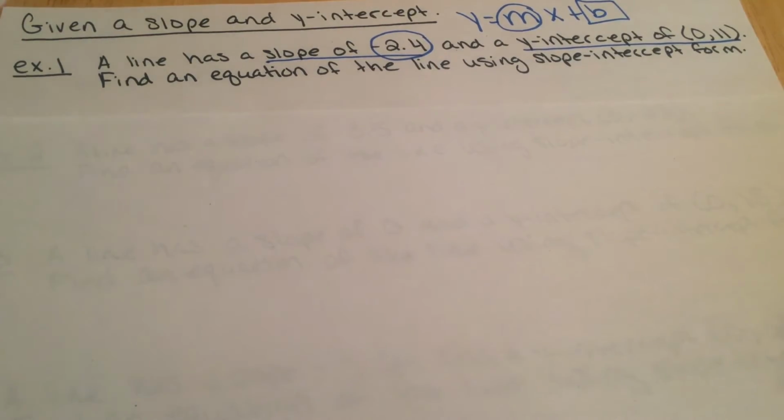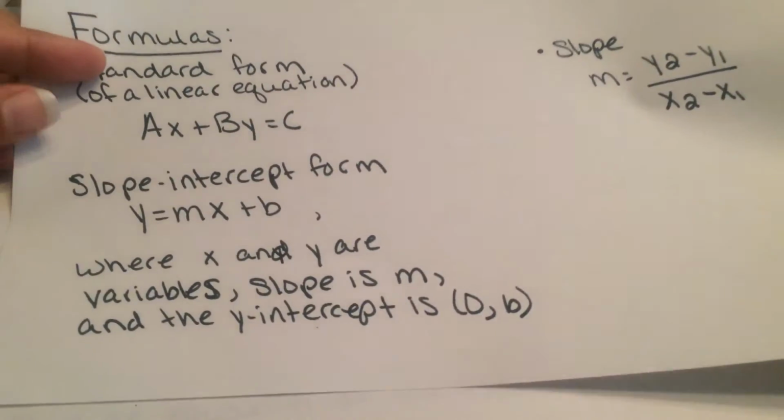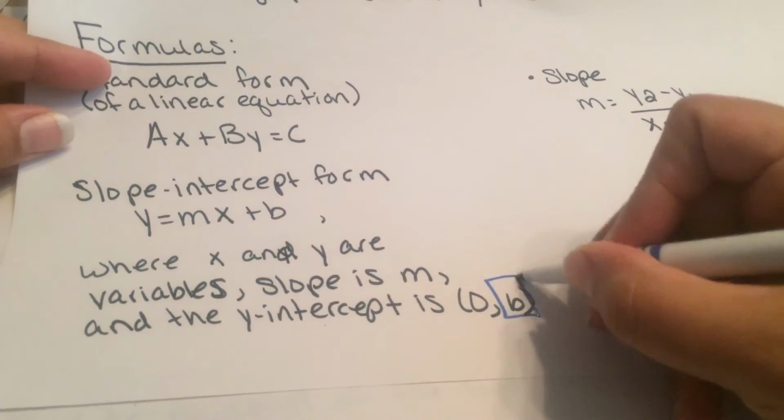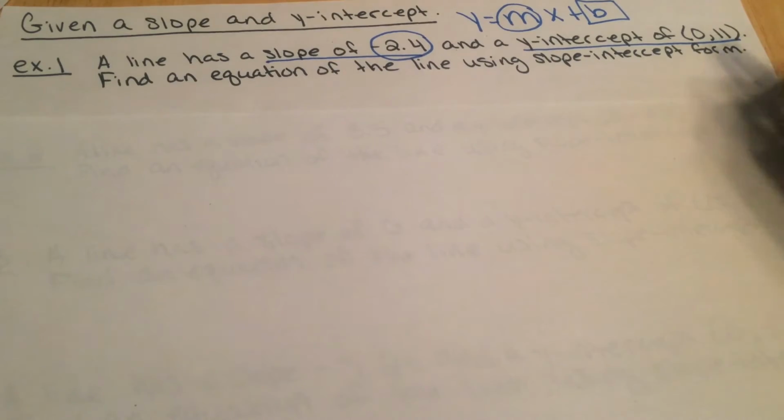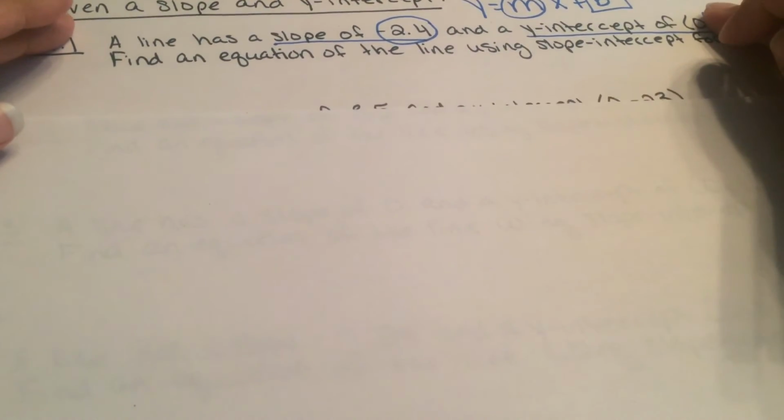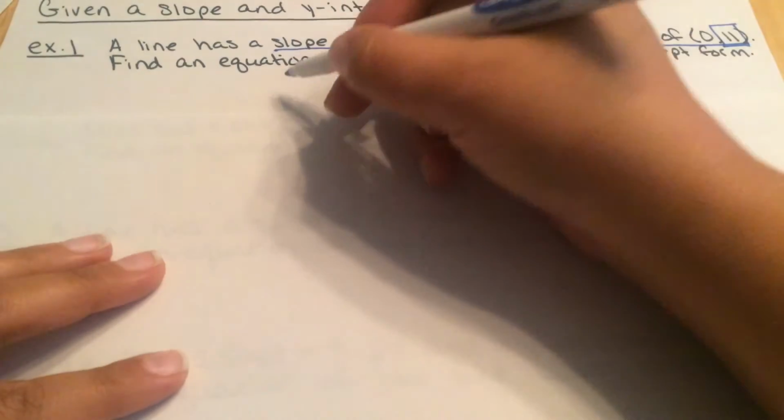If we remember from our very beginning, we said that the y-intercept is (0, b). This is going to be our y-intercept, that second coordinate, that y coordinate. And so we're given those two. So now here's the easy part. All we're going to do is just write our equation.